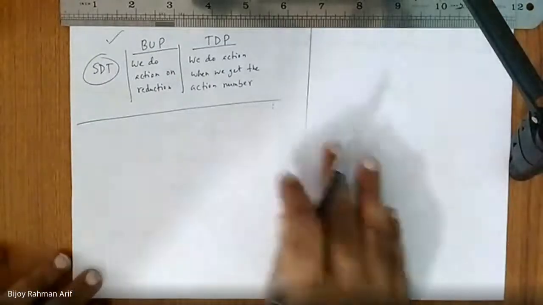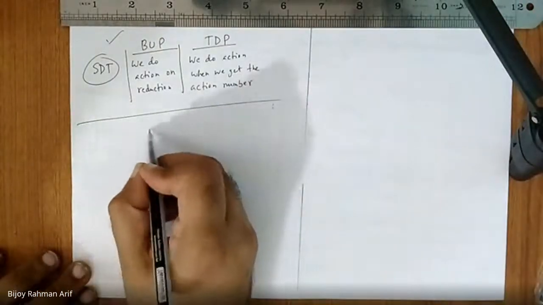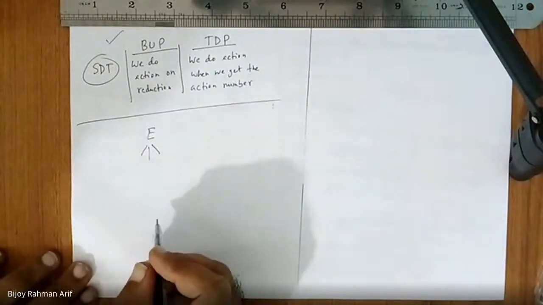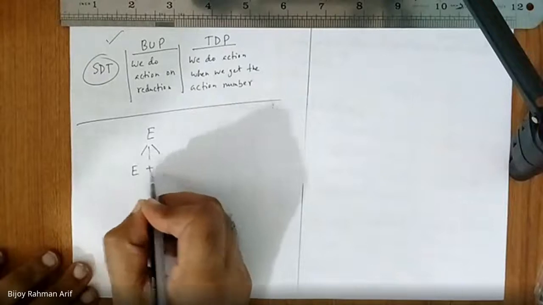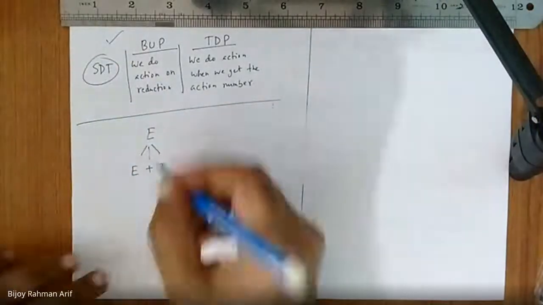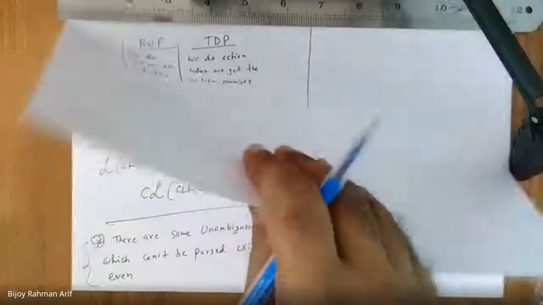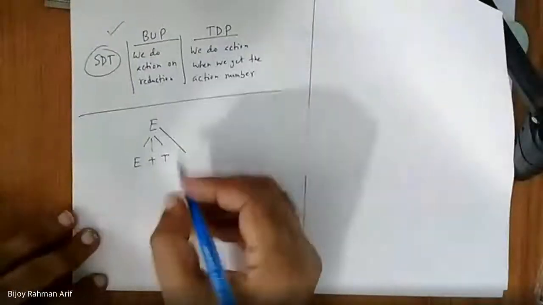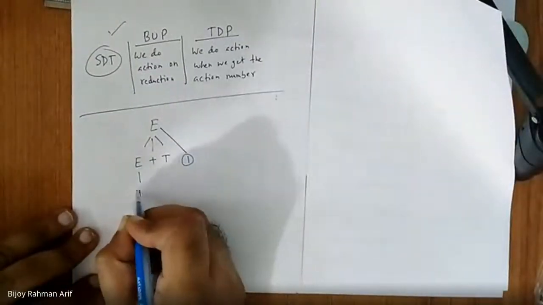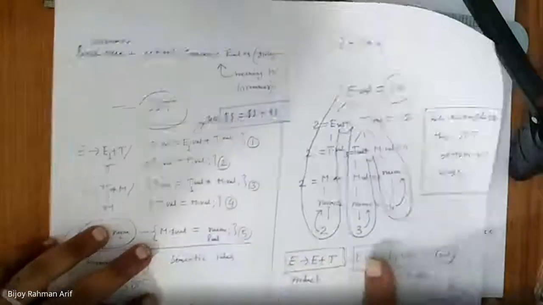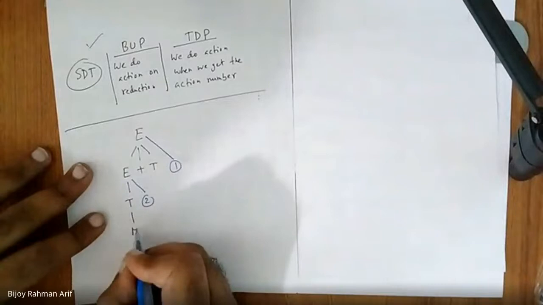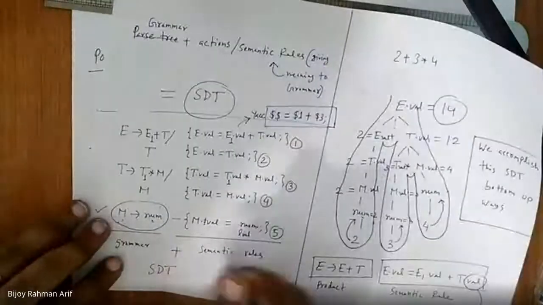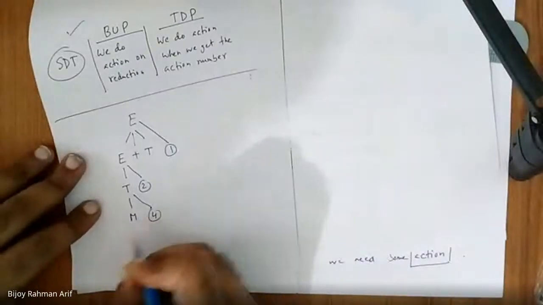So again, please draw the parse tree. E derives, what is the first one? E plus T. Now also write down the associated action with this. E derives E plus T. What is the action? 1. So you can write here 1. Then E derives T. What is the action? 2. Then T derives M. What is the action? 4. Finally, M derives num. What is the action? 5.